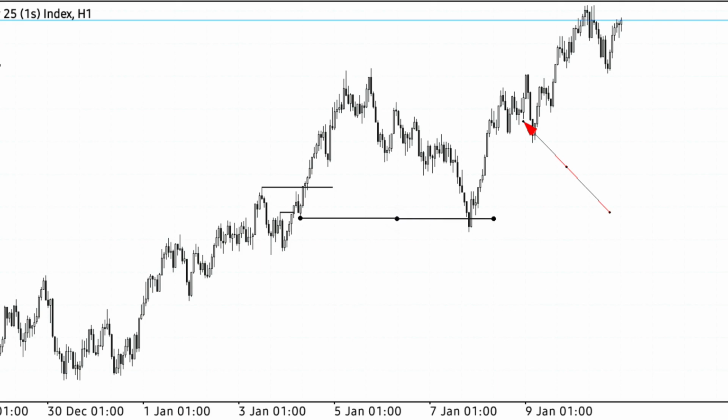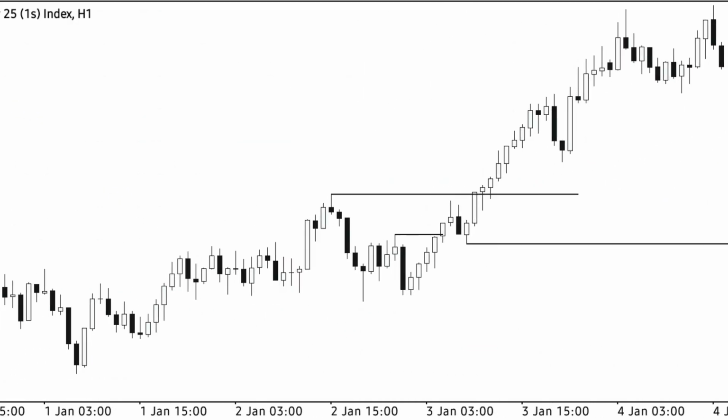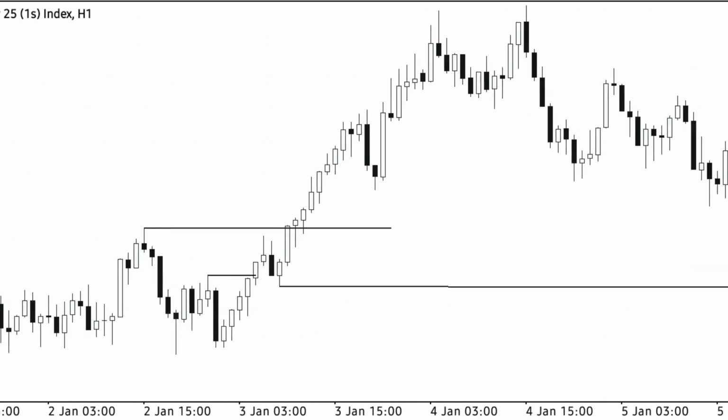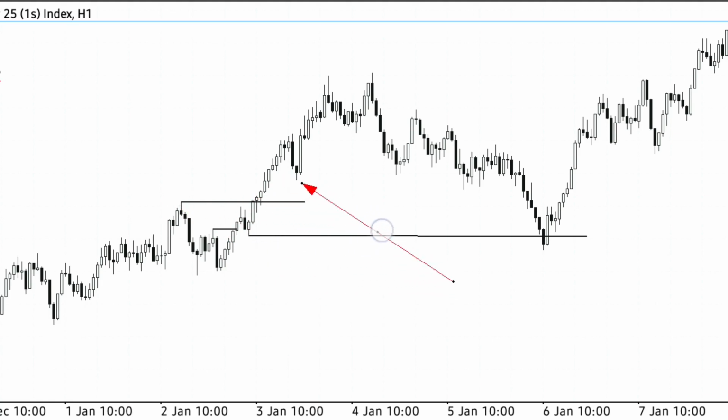So this is the low formed after we had the first break of structure. Remember, for secondary inducement, after this high has been broken, where is the next low that formed outside this high? Now we have this break of structure. This is the low that formed after this high. So this is our secondary inducement.